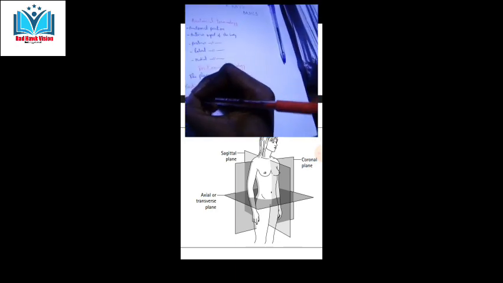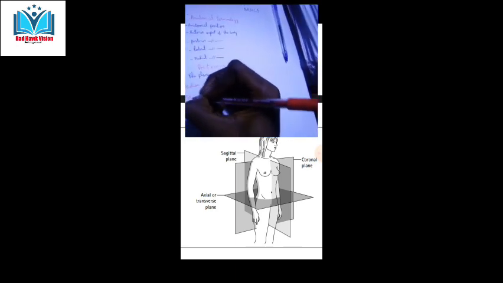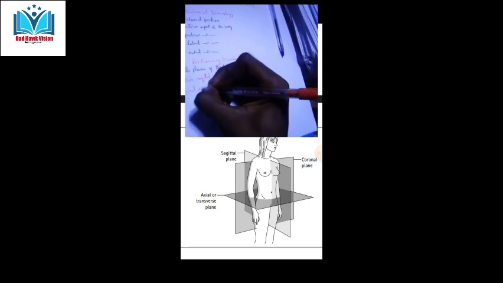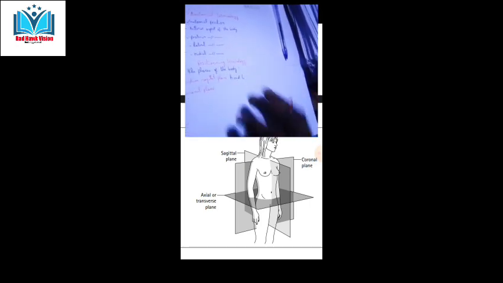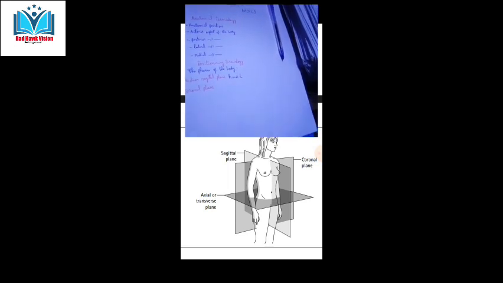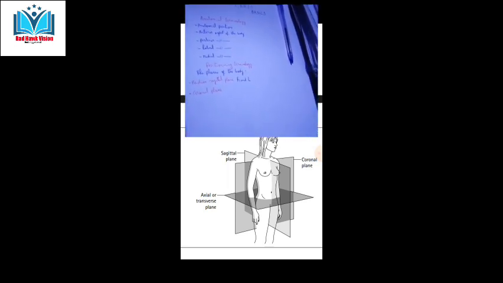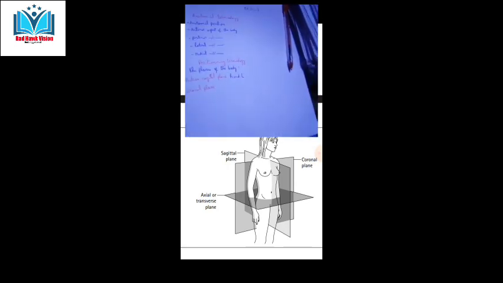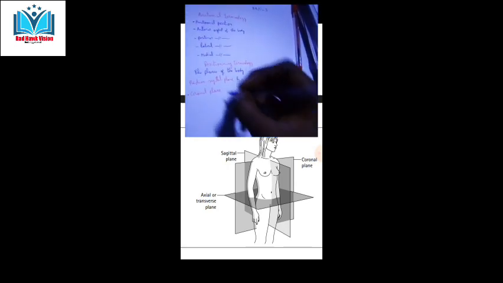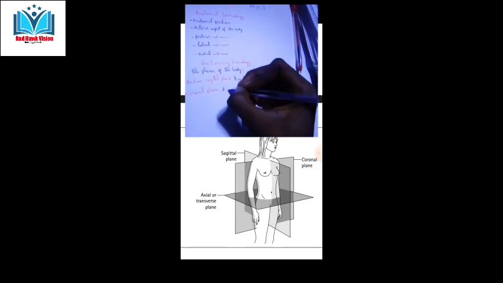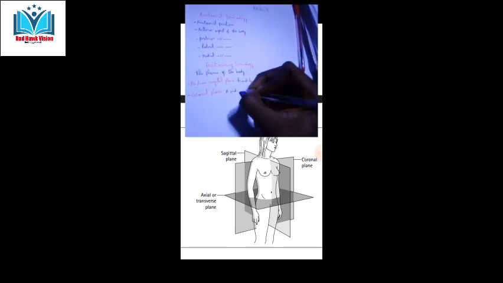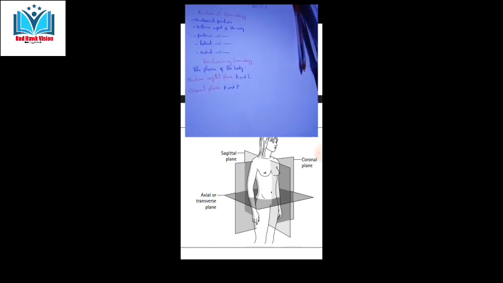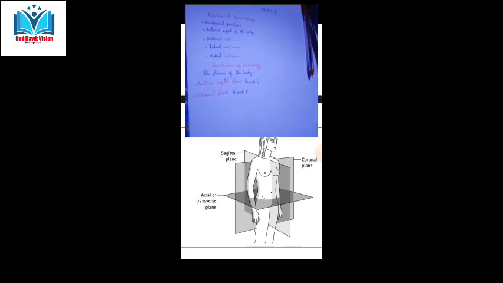We also have the coronal plane, which divides the body into anterior portion and posterior portion. Anterior portion and posterior portion. You can see it in the image below.